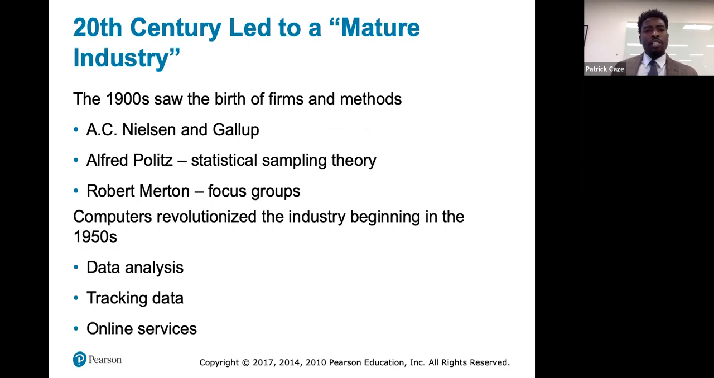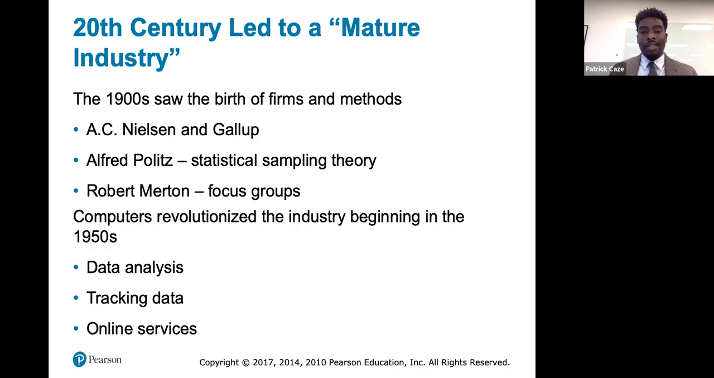So during the 20th century, marketing research grew. Now you can tell Nielsen and Gallup, I'm sure you're familiar with the Gallup poll, pretty popular and well-known. Alfred Politz was kind of the leader in statistical sampling theory, which we'll talk about later down the line. And then computers, when we look at technology, helped to really boost the industry.